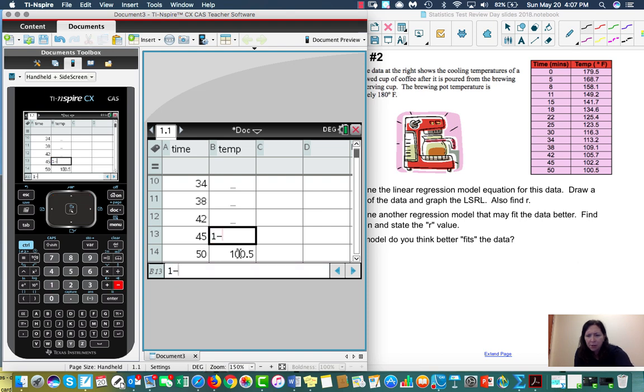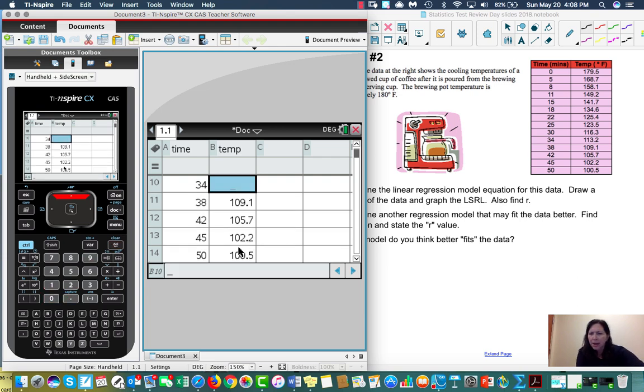100.5, 102.2, I have 105.7, I have 109.1, I have 113.2, 116.3, 123.5, 22 is 125.4, 134.6, I've got 141.7, I have 149.2, 158.1, 168.7, and lastly 179.5. Okay.